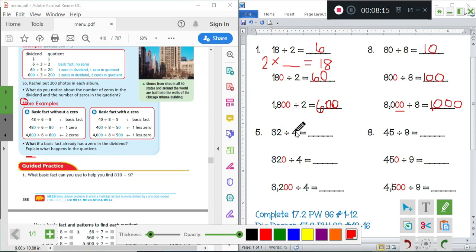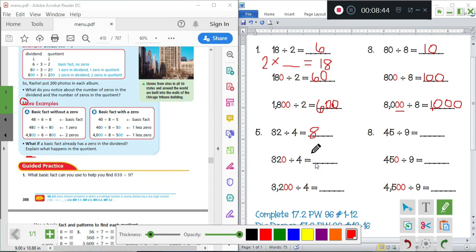What times 4 equals 32? Or what is 32 divided by 4? Okay, you can still skip count. Remember, 4, 8, 12, 16, 20, 24, 28, 32. That's right. My basic fact answer, my quotient, is 8.